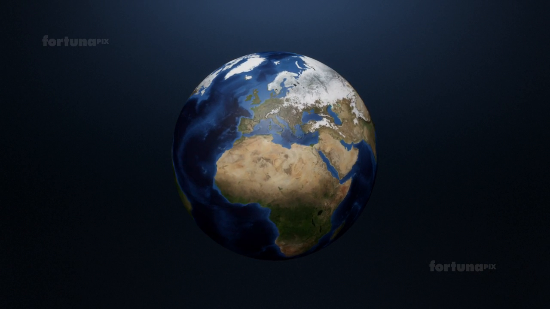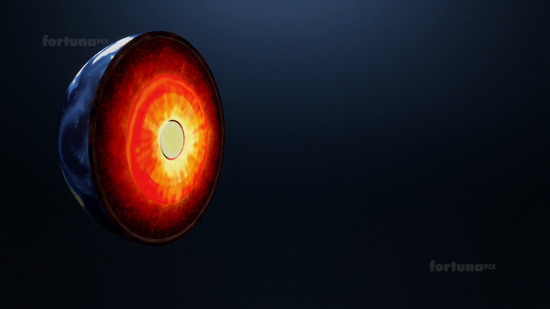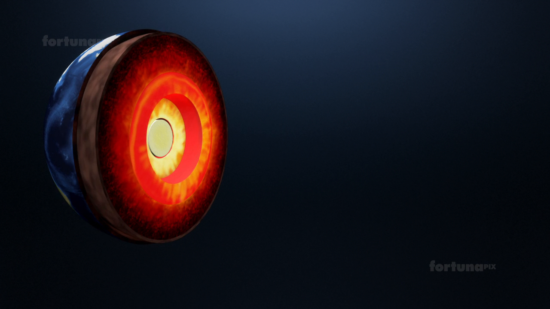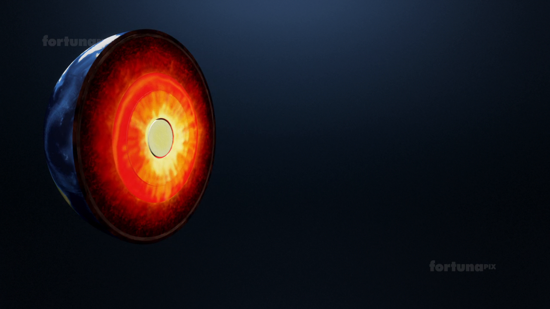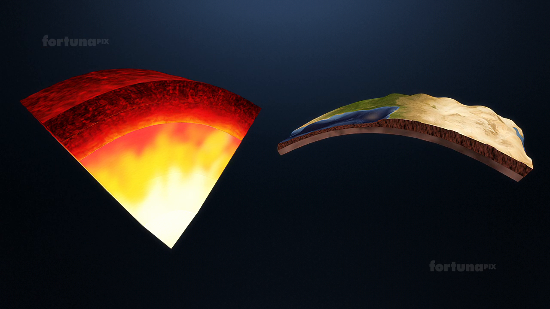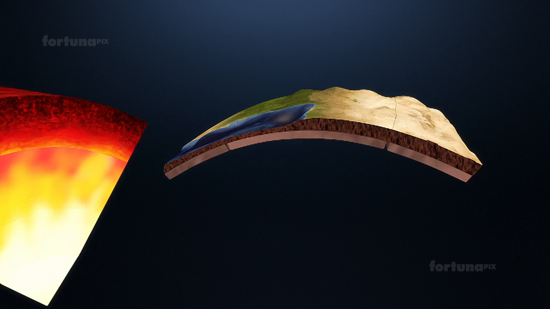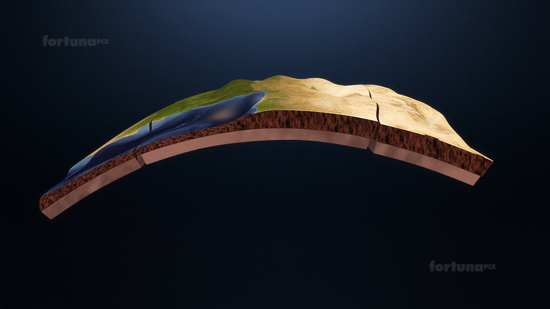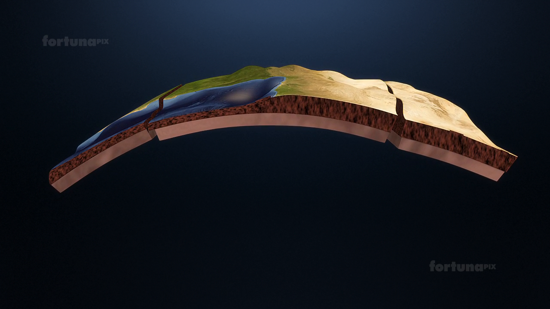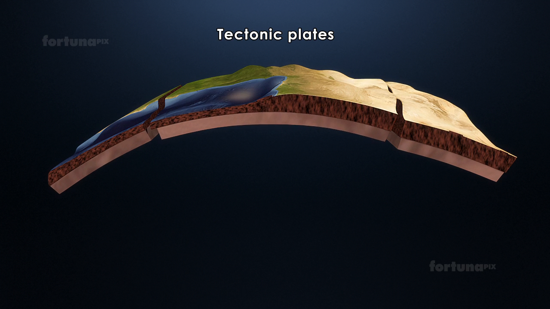If we were to look at a cutaway of Earth, we would see very distinct layers. The outermost layer is the crust. Below that sits the mantle. Together, the crust and the upper layer of the mantle form a region known as the lithosphere. The lithosphere is not a solid, continuous layer. Instead, it is made of many large slab-like pieces called tectonic plates.